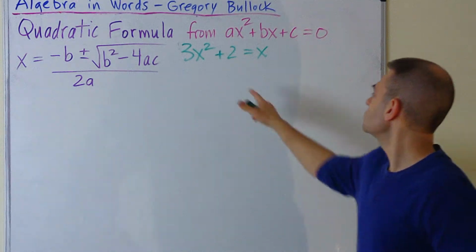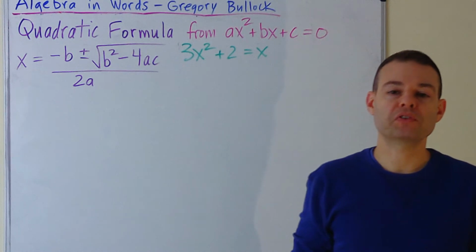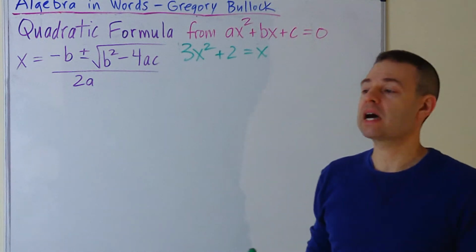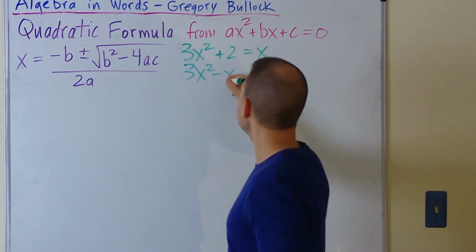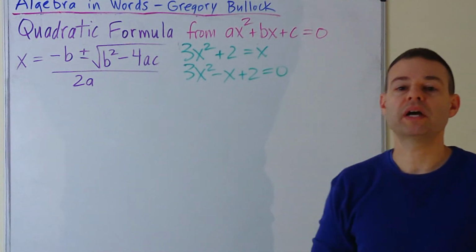So to start, notice this is not in standard form. Let's subtract x from both sides, then it will be in standard form. So if we subtract x from both sides and put that in the middle, it's going to be 3x squared minus x plus 2 equals 0, and now we're good to go.